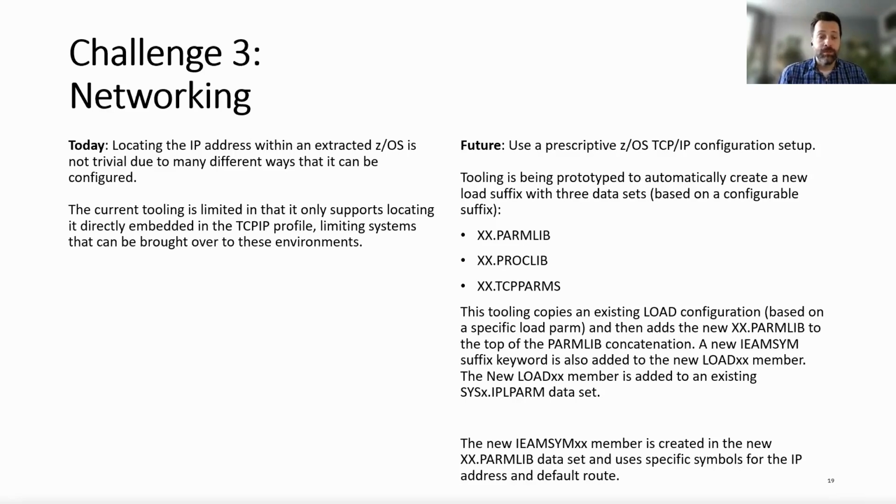Within zOS, there are of course many different ways that it could be configured, and that makes it problematic from a tooling perspective to be able to manipulate that. The other aspect is that we do have some requirements: the location of the networking profile has to actually be a PDS. If you're using any other type of data set, then we won't be able to manipulate it. The reason for that is because we have specific tooling that will allow us to extract PDSs from a volume, manipulate them, and then restore them back in.